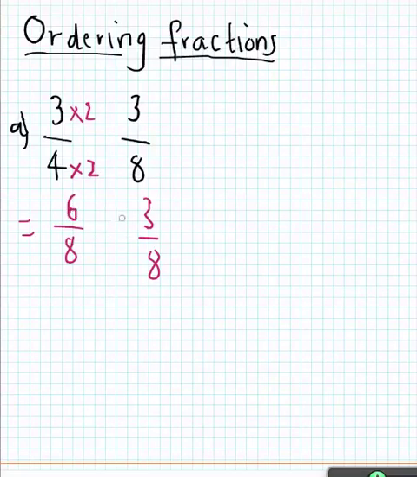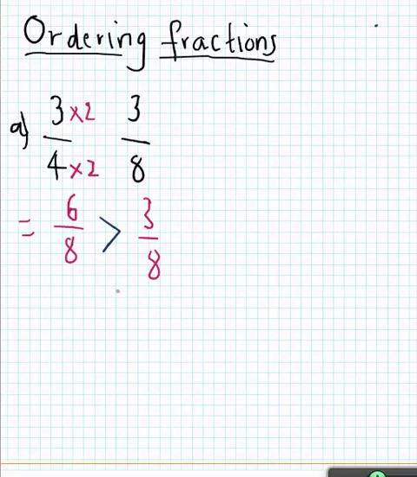Now, if we compare these two fractions, now that they have the same denominators, I can see that 6 is greater than 3. It's larger. And this is where you can now add in the symbol. 6 over 8 is greater than 3 over 8. And that's your final answer. You should be able to use the greater than or less than sign.